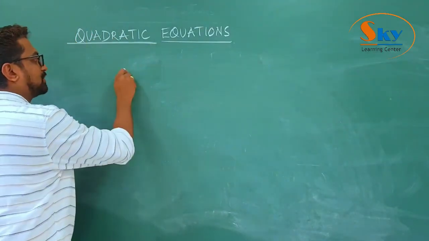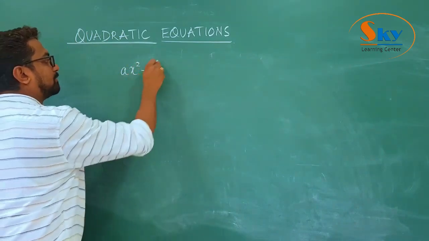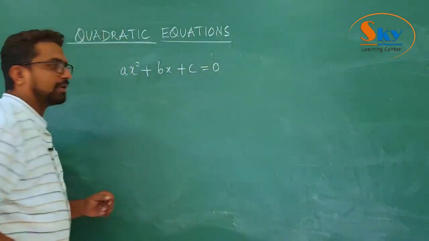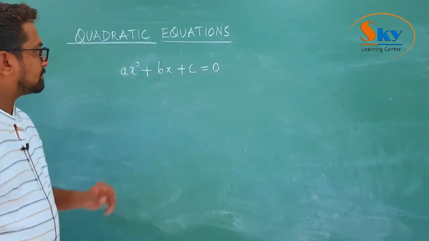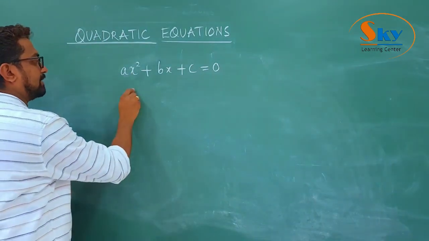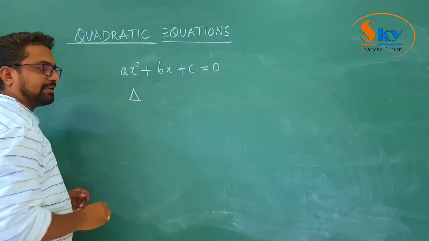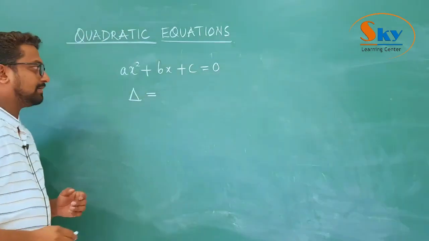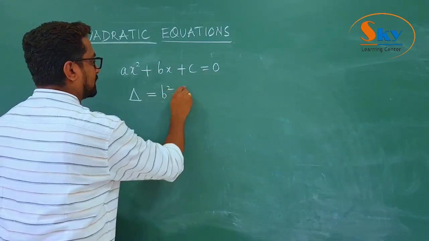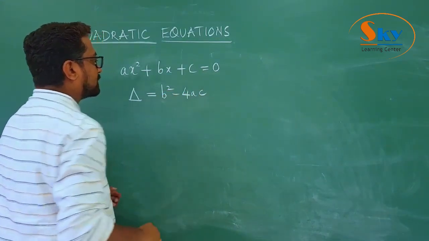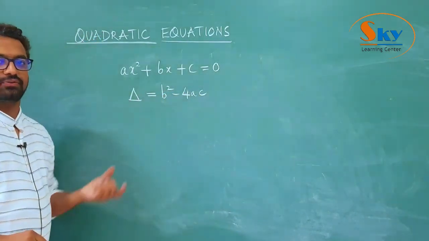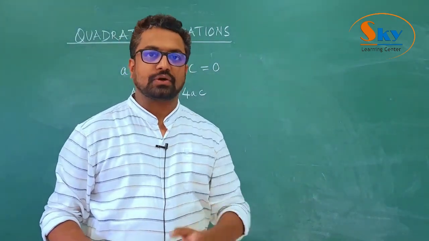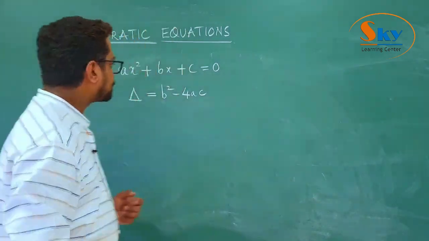If a quadratic equation is ax square plus bx plus c equals 0, then there is one term you can identify, delta, or it is called a discriminant, which is given by b square minus 4ac. The value of this b square minus 4ac is going to decide what type of roots we are going to get, or nothing but the nature of roots.